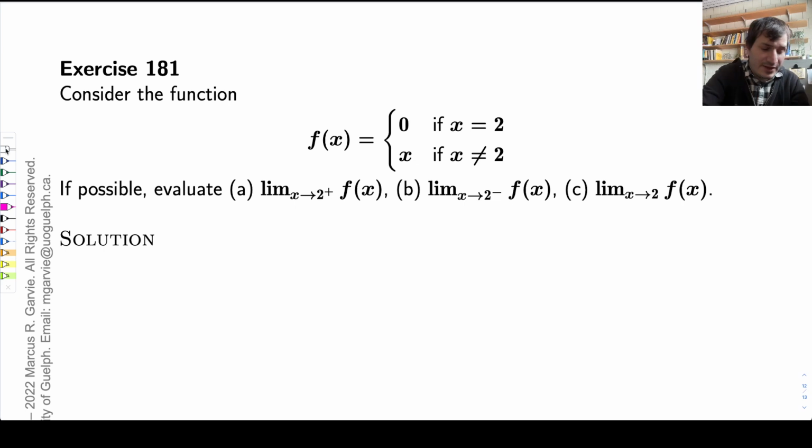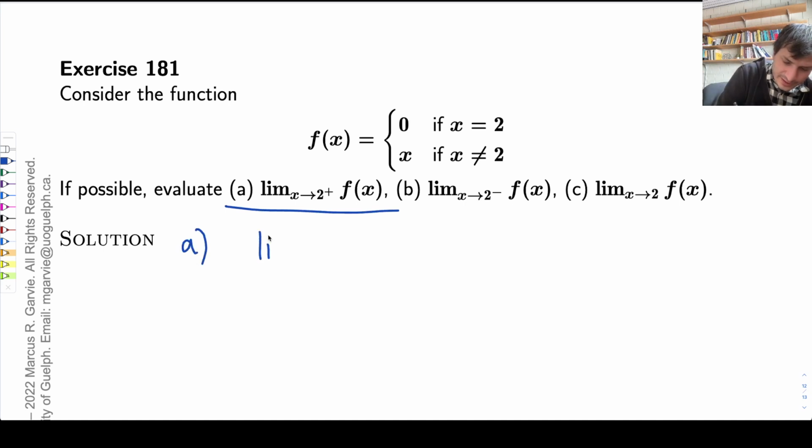And we have this piecewise function. It's the function which is 0 if x equals 2, and it's x if x is not equal to 2. So now let's do these limits. And we're going to start with, let's do this one first, part A. The limit as x goes to 2 plus of f of x. And what is that equal to?